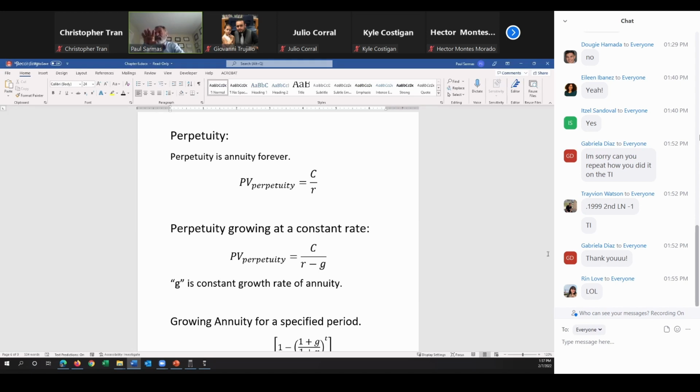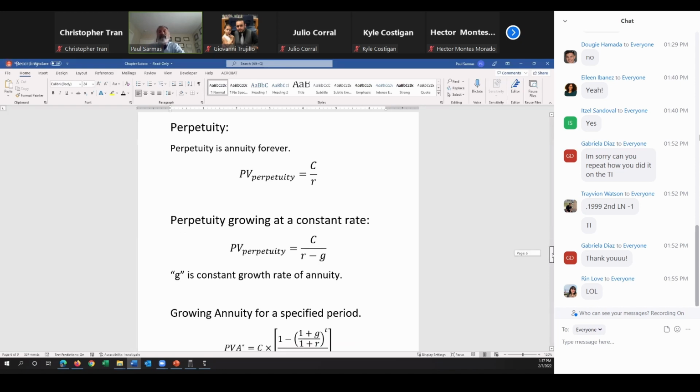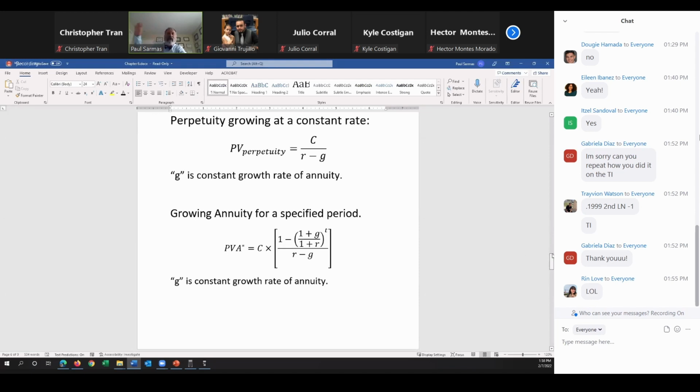You may have a special formula. I don't know if I assigned homework or not, but be prepared for it. It is when you have a growing annuity for a specific period. It's not forever. If your annuity changes by a constant rate for a specific period, say you have $100 a year growing at 5% for the next 10 years, can you calculate the present value? The answer is yes. And that's the formula you see at the bottom of the page. These formulas will be given to you in the formula sheet.